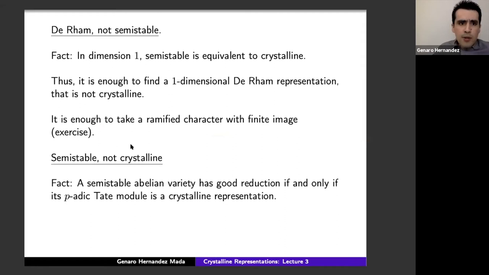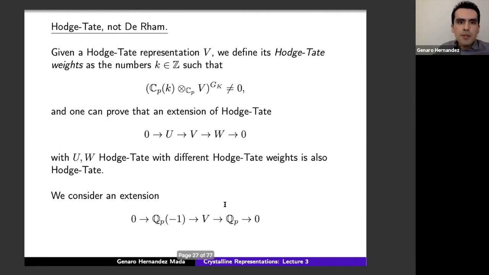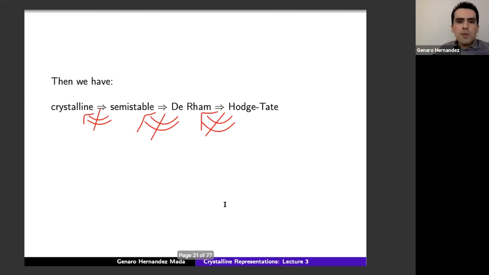A semi-stable abelian variety has good reduction if and only if its p-adic Tate module is a crystalline representation. This is actually a strong theorem. But this tells us that it is enough to take an abelian variety with bad reduction. So for example, an elliptic curve would be a good example of a semi-stable representation which is not crystalline. Just take a semi-stable elliptic curve with bad reduction and that should work. And yeah, those are the examples that I wanted to consider here, just to finish this classification of the four types of p-adic representations that we have defined.